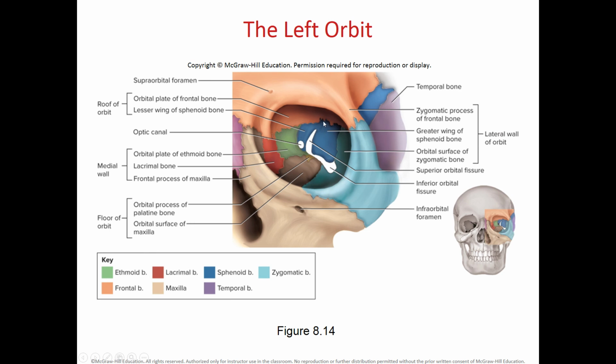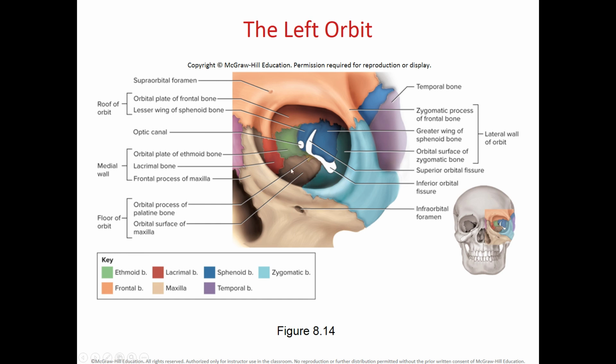Now, for the orbit, we have different bones that make up the orbit. The roof of the orbit is made by the orbital plate of the frontal bone, which is this part, and the lesser wing of the sphenoid bone, which is this part. And then here we have the optic canal. The optic nerve, the nerve that makes us see, passes through here.